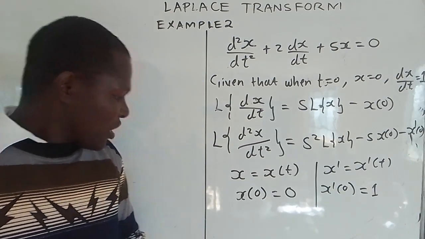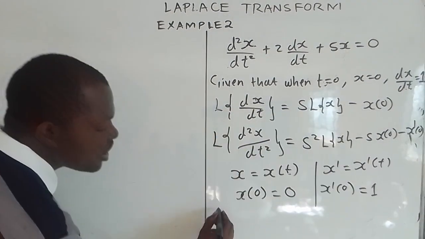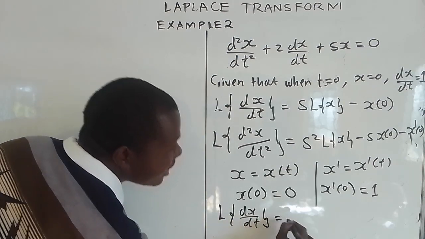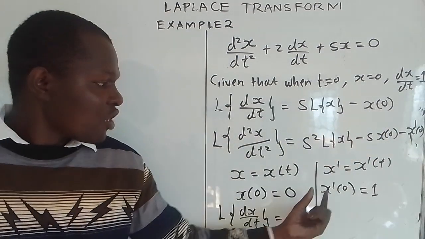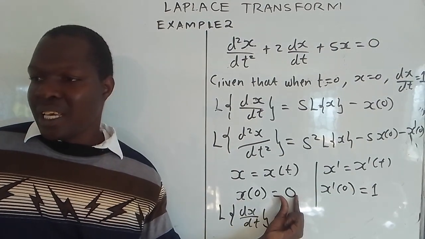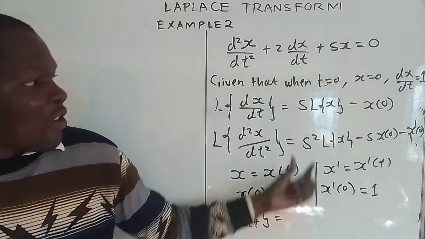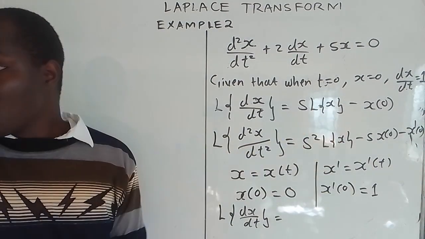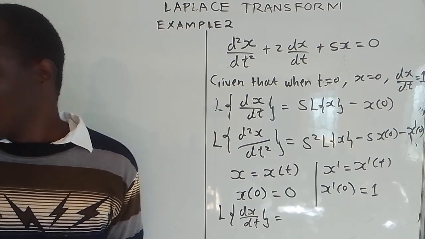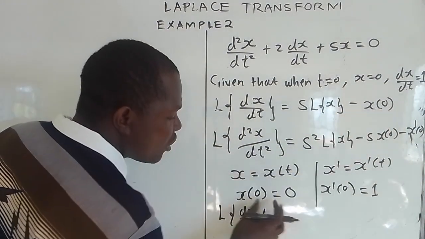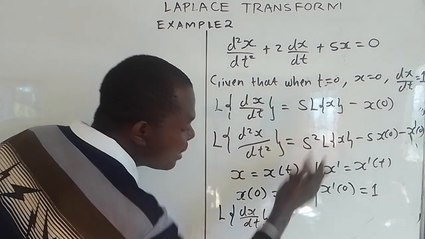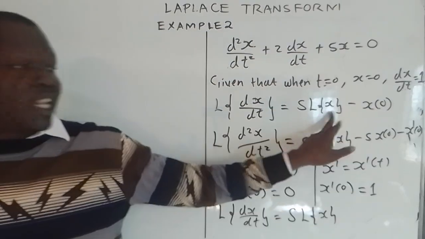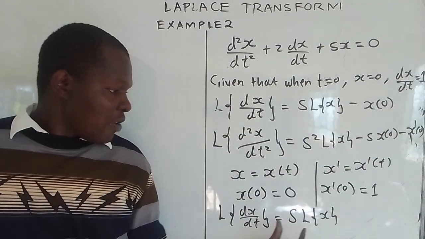So after getting that, come back. What is now the Laplace transform of dx over dt? Now substitute: where there is x of 0, you put 0. And the Laplace transform of x is what we are looking for in the problem. So if you substitute x of 0, which you found to be 0, you remain with the Laplace transform of x only. This will be 0. See, you are done with that.